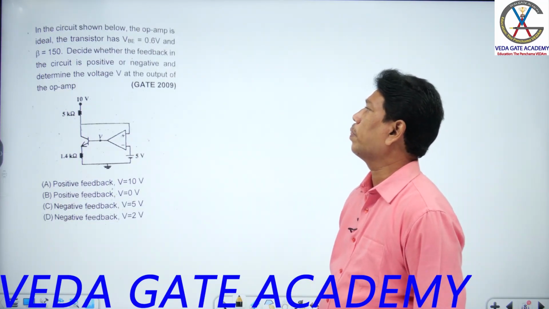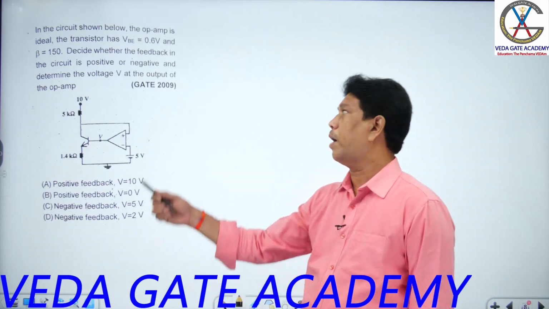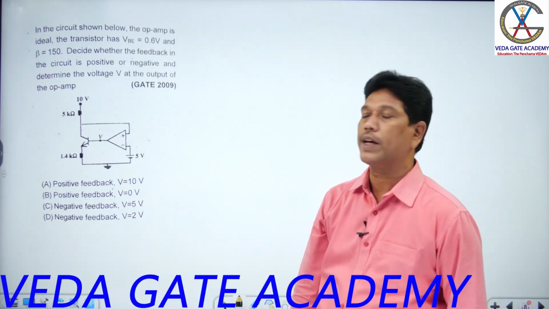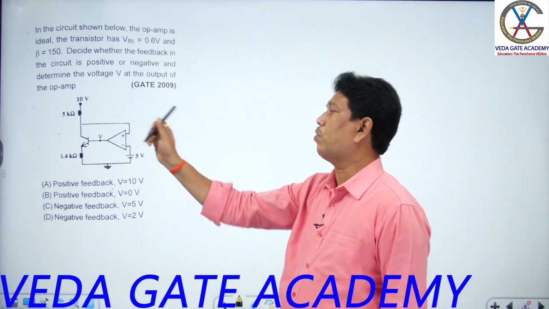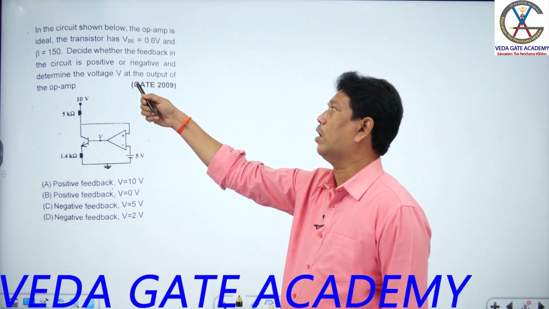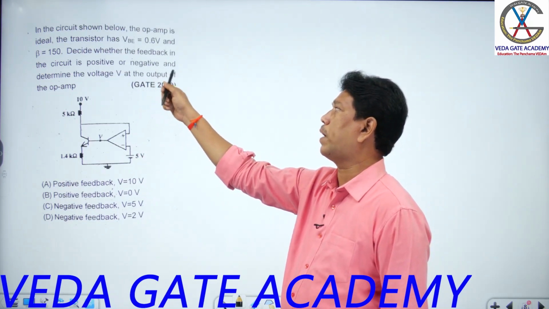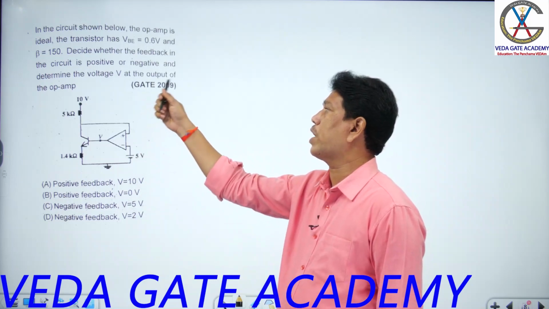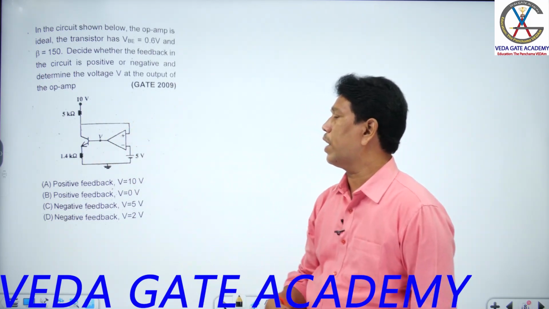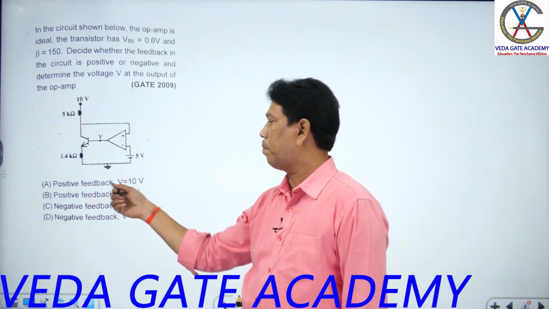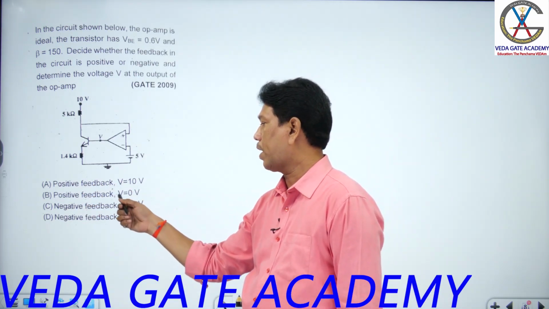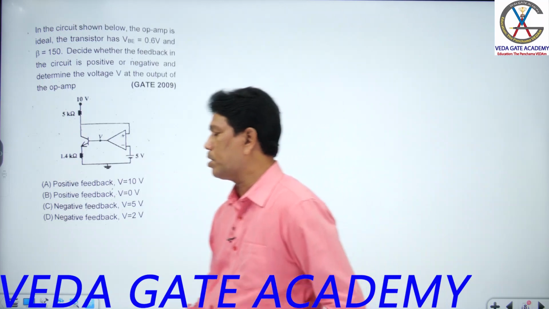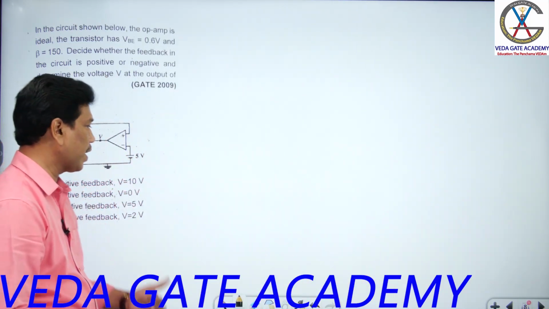In the circuit shown below, the op amp is ideal. The transistor has VBE equal to 0.6 volt and beta equal to 150 is given. Decide whether the feedback in the circuit is positive or negative, and determine the voltage V at the output of the op amp. Options given: positive feedback V equal to 10 volt, positive feedback V equal to 0 volt, negative feedback V equal to 5 volt, negative feedback V equal to 2 volt. Now I can examine what is V and what is the type of feedback.